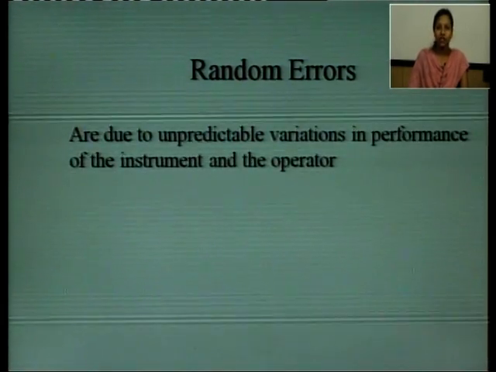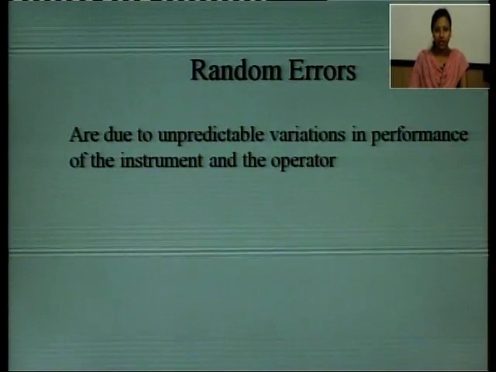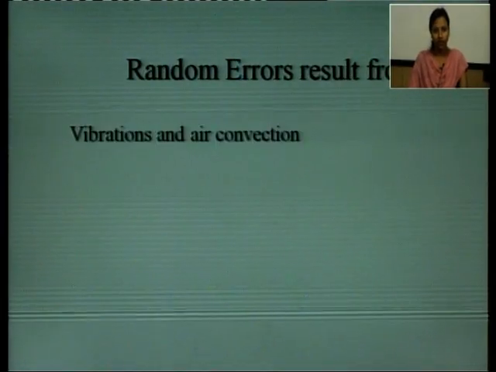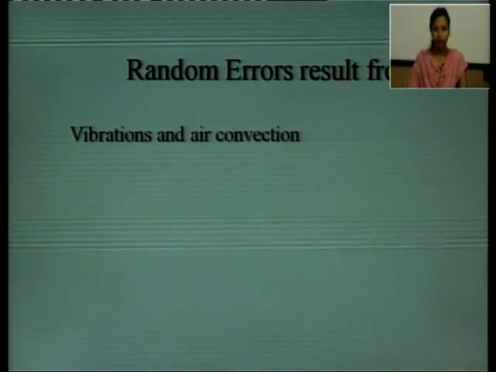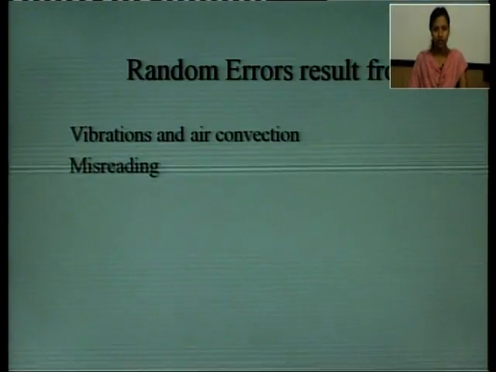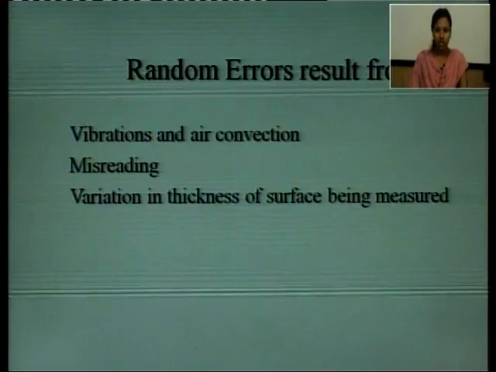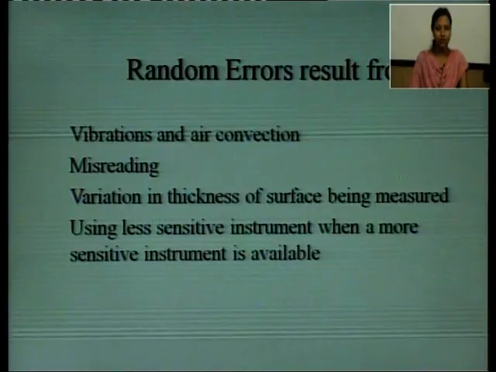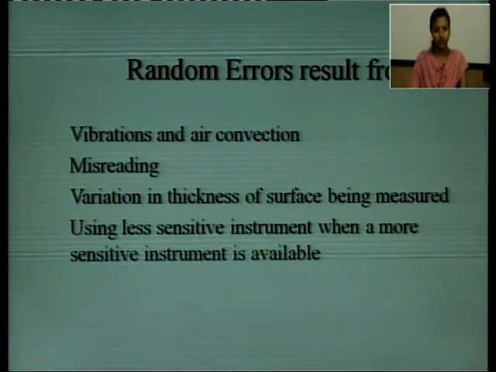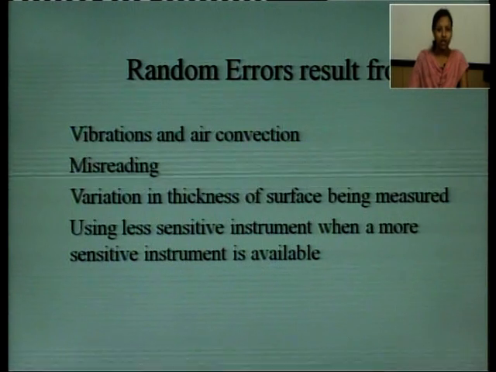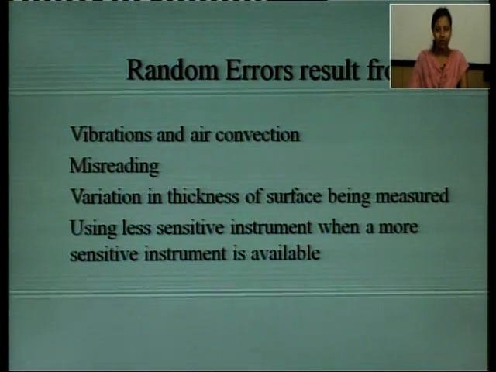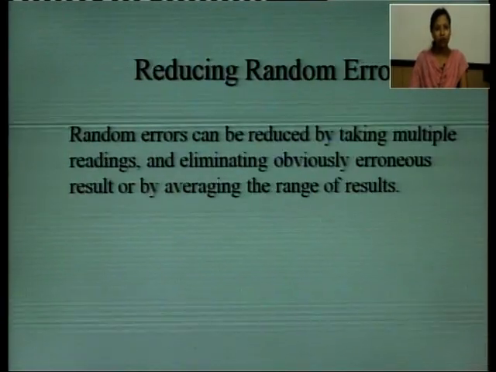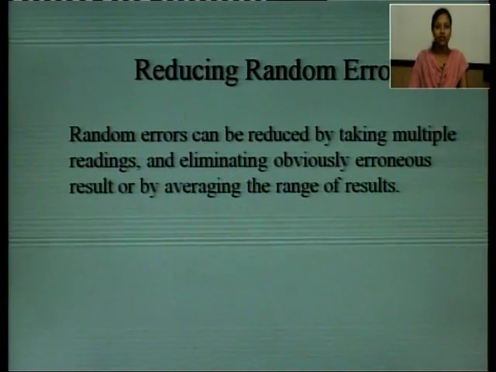So the second type of error is random error. It is due to unpredictable variation in the performance of an instrument or an operator. Random errors result from vibrations and air convections, misreadings, variation in thickness of a surface being measured, and using a less sensitive instrument when a more sensitive instrument is available. Like if we are using a scale instead of a screw gauge, then it will give us random error. And human parallax error.